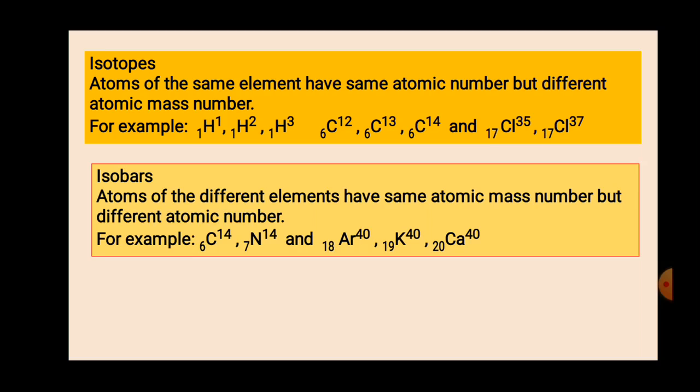According to John Dalton, atoms of the same element have the same size and same mass. But here the mass number varies, so mass also differs. And the second postulate: atoms of different elements differ in properties such as mass and size. Here, atoms of different elements have the same mass number. So the discovery of isotopes and isobars disproved John Dalton's atomic theory or model.